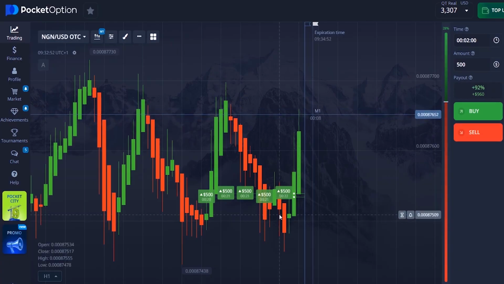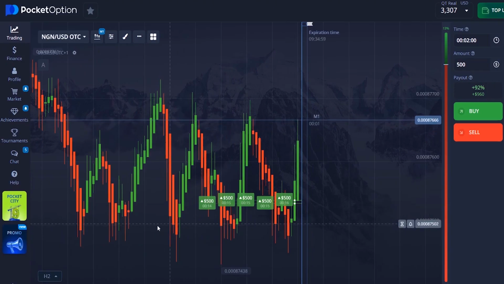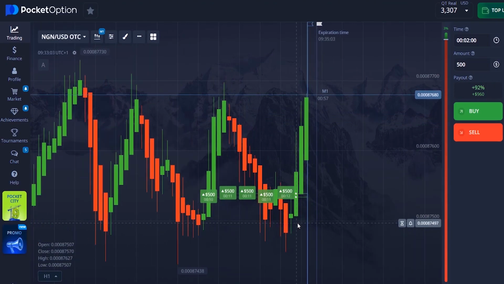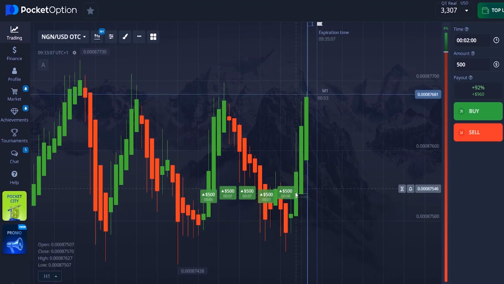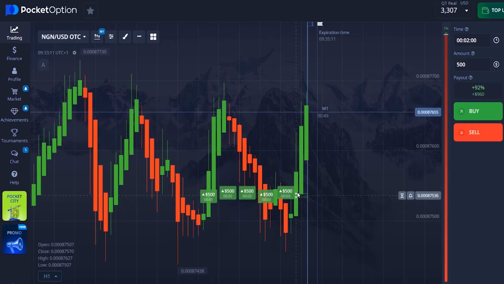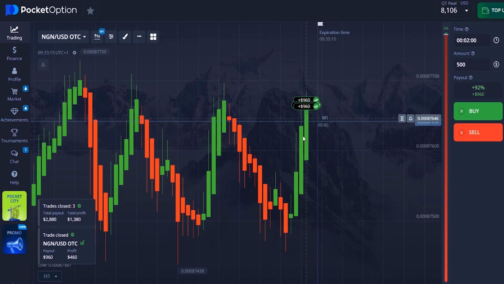Another thing I also put into consideration is that once I'm able to see an area of support and resistance level where the market is reversing from, I also have to see a clear reversal pattern right here, and it has to be a stronger candlestick to confirm an entry level. So right here I make my first win.